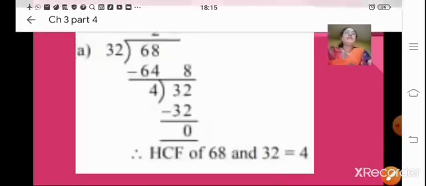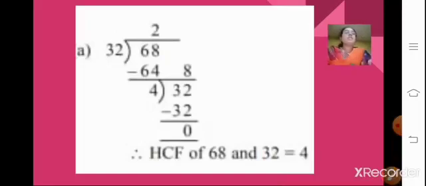Here in the next slide I have shown you the division. Just solve it and then check with this slide whether you have done it correctly. Okay.